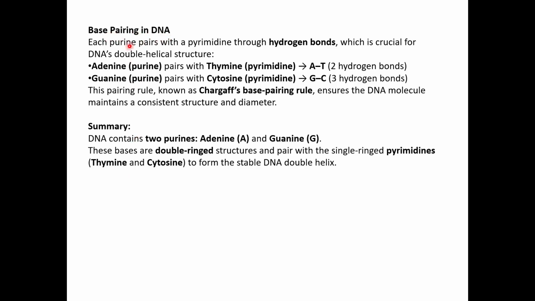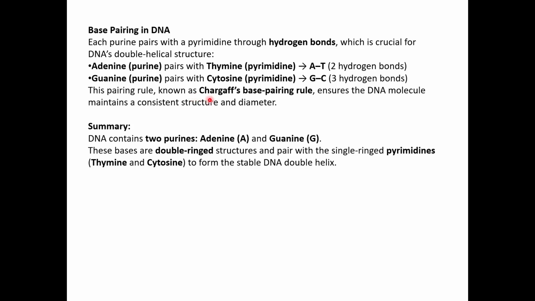And base pairing in DNA is when each purine pairs with a pyrimidine through hydrogen bonds. This is crucial to maintain the DNA's double helical structure. So adenine, which is a purine, pairs with thymine, which is a pyrimidine. So we have AT bond, which is a two hydrogen bond. And then we have guanine, which is a purine, and cytosine, which is a pyrimidine. And then we have a GC bond, which is a three hydrogen bond.